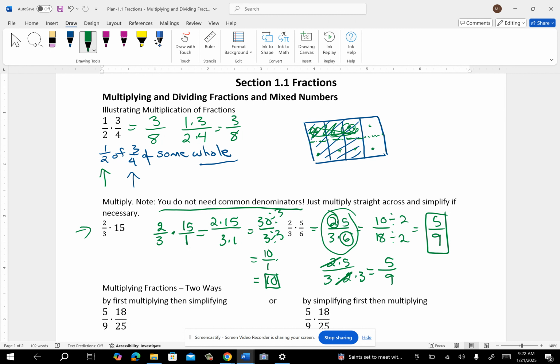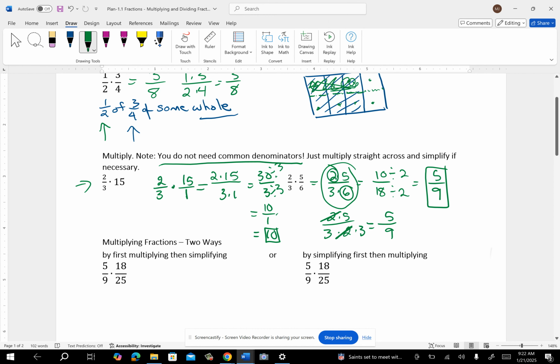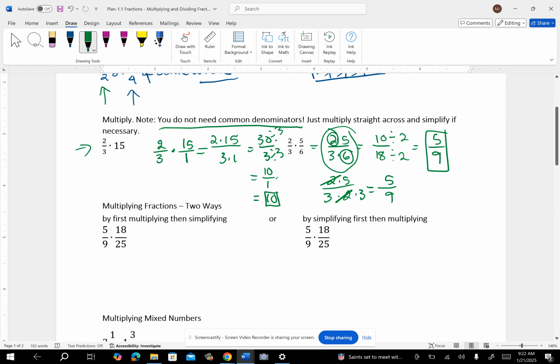On that problem, that's not that important because 10/18, those numbers are pretty small. It's relatively easy to see what divides into both of those evenly. But when you get to dealing with larger numbers, sometimes it's really helpful to understand that you could first multiply then simplify, but rather than doing that, you could simplify first, then multiply. That can be very helpful.